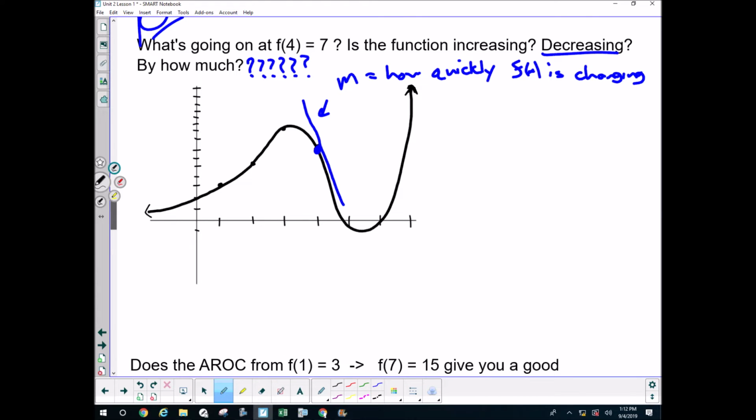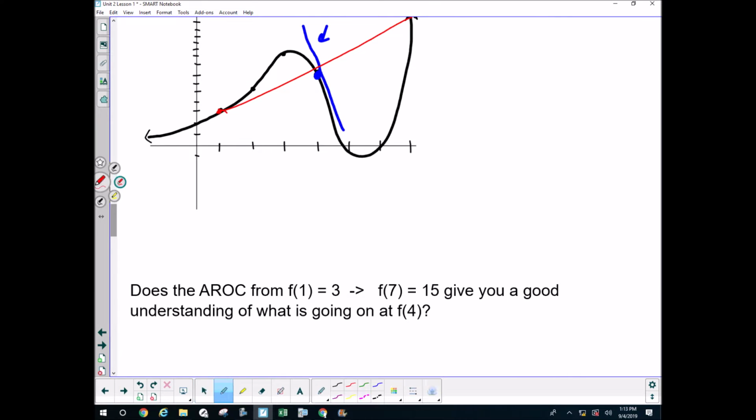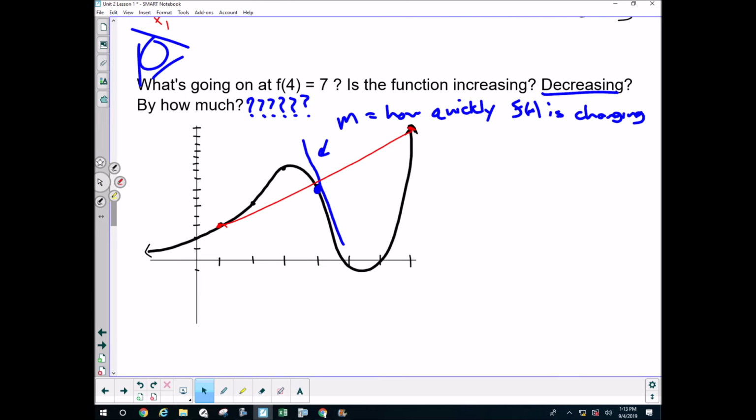And that's the question that baffled mathematicians for a very long time. Well, there's something that we can calculate, and that's average rate of change. And we have a slope formula, right? How can I find the slope of this line? Well, if I use the points (1,3) and (7,15) and use that slope, would that give me a good approximation for that slope in blue? No, it's horrible. It's a bad approximation. Too far away. This slope is positive, that slope's negative. Not a good choice here.